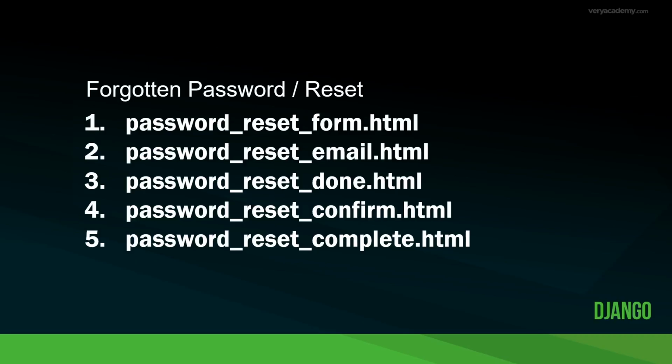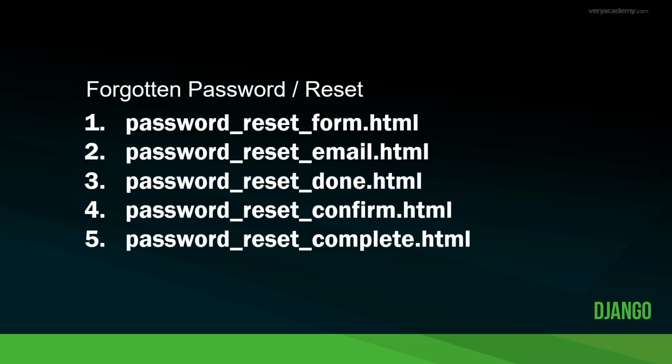So now we move to the forgotten password reset, and you can see that there's 5 templates for this procedure. So the flow of this procedure is that we have a reset form. That's the password reset form, number 1. So the user will type in their email. So we're going to capture whether the email exists or not in the system, because I think by default it doesn't do that. So we're going to need to capture whether the actual email exists.